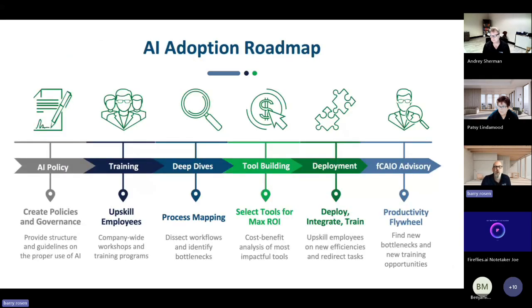So here's a quick overview of our AI adoption roadmap with our customers. Start with the policy. We go to training. We do deep dives. This is where we look at your processes, dissect workflows, and identify bottlenecks. Then based on that, we'll do some tool building. We'll select the tools for the maximum ROI based on the outcome that you're trying to achieve. And then we'll deploy that, integrate, and train and upskill your employees. And then finally, we will help you set up an advisory council so that this is something that's ongoing in your organization, so that you can always be updating your internal and external AI strategies and policies.